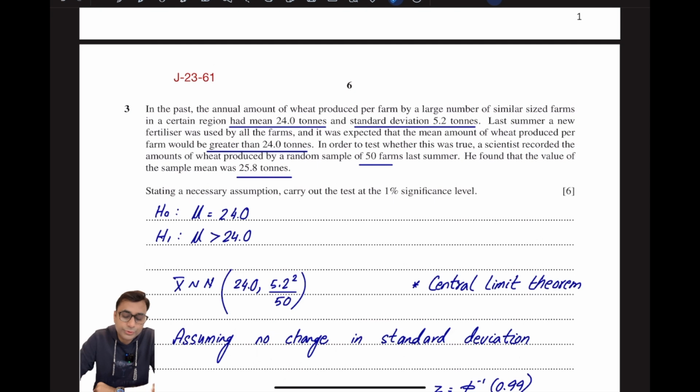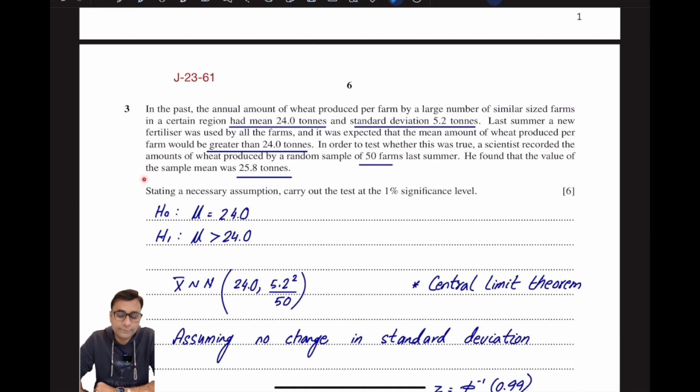Now this is a question from June 23, variant 61. It says in the past, the annual amount of wheat produced per farm by a large number of similar sized farms in a certain region had mean value of 24.0 tons and standard deviation of 5.2 tons. Last summer, a new fertilizer was used by all the farms, and it was expected that the mean amount of wheat produced per farm would be greater than 24 tons. In order to test whether this was true, a scientist records the amount of wheat produced by a random sample of 50 farms last summer.